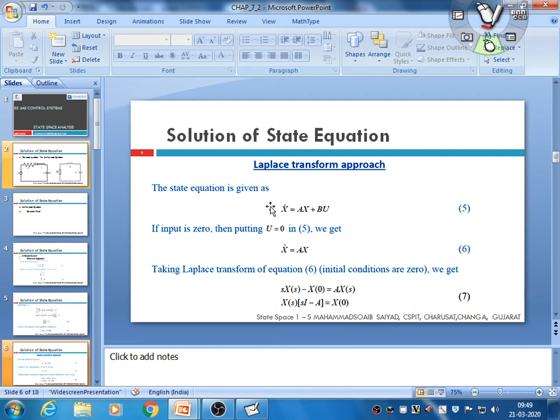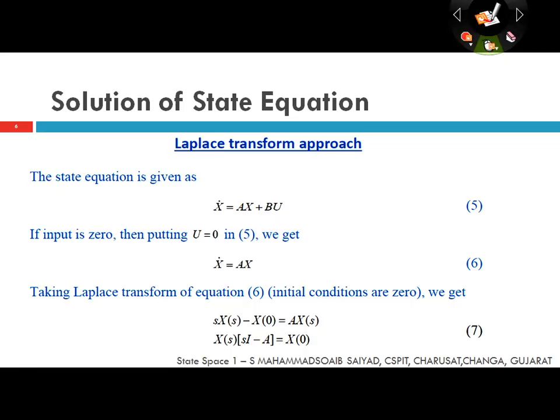The third method is the solution of the state equation with the help of Laplace transformation. Okay, so we'll take this also. The state equation is given as x dot is equal to ax plus bu. We will put u is equal to 0 in this equation, so x dot is equal to ax. Now I am taking the Laplace on both sides.